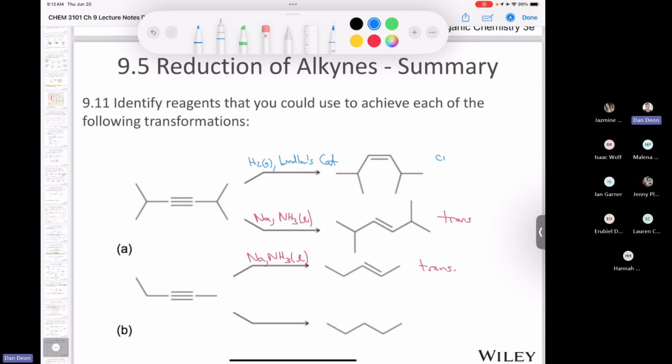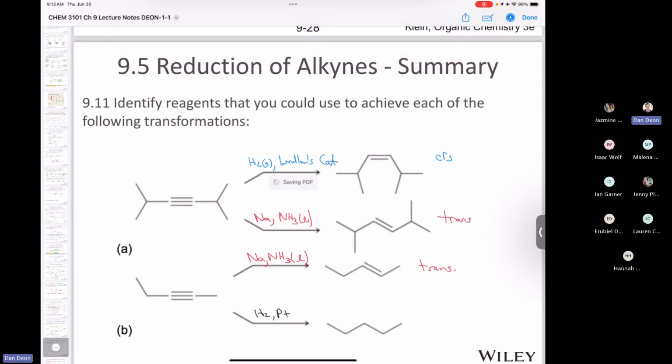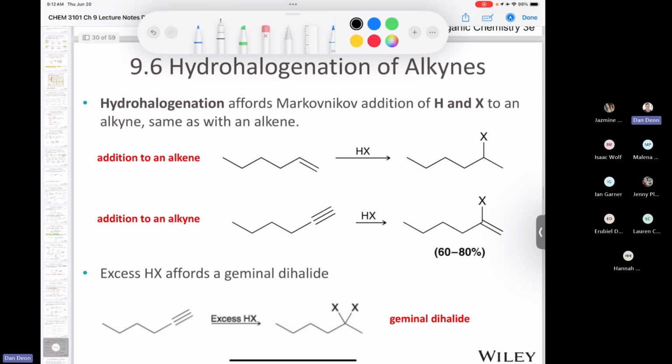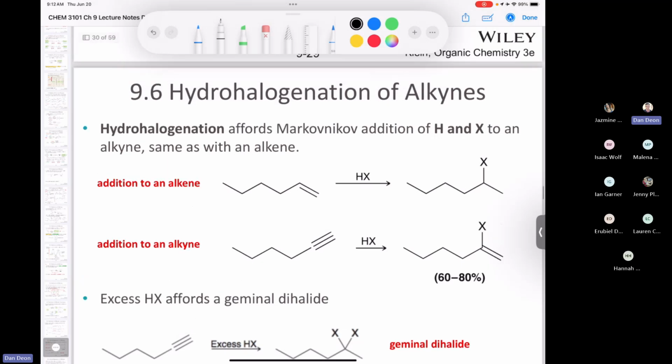For the first one, we get a cis compound. And the last one is we're just hydrogenating all the way down to the alkane. So for that, we'll use hydrogen and platinum. All right, there you go. So that covers all of the reduction of alkynes. So now you know how to reduce an alkyne down to an alkane. You know how to make a trans alkene and a cis alkene. All right. So now that we've covered that, let's talk about hydrohalogenation of an alkyne.